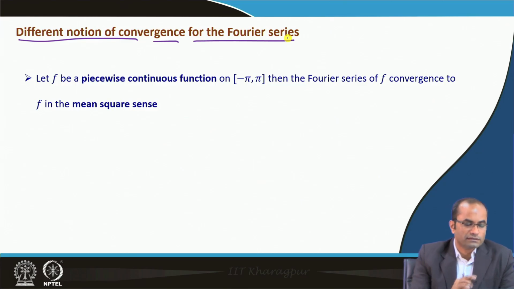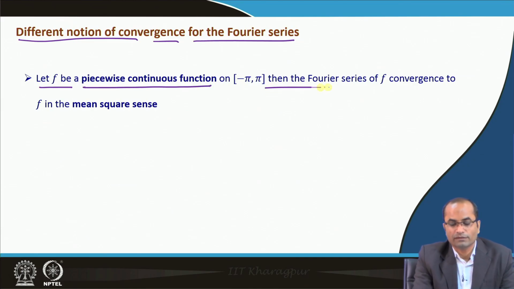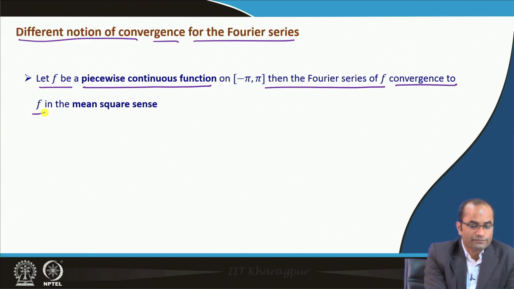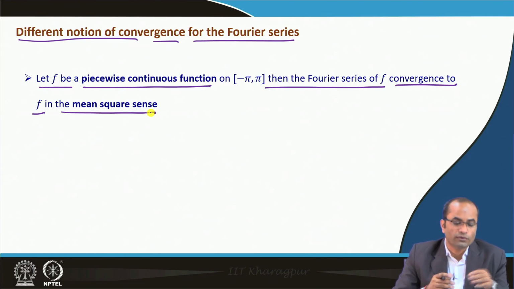So, we have these nice results: if f is only a piecewise continuous function, then the Fourier series of f converges to f in the mean square sense. That is one result, that we need only piecewise continuity, we do not need any extra condition for this weaker form of convergence, which is mean square convergence. So, for mean square convergence we do not need any condition other than piecewise continuity. That is sufficient for writing the Fourier series, and definitely it will converge in the mean square sense, which is also without formal proof.